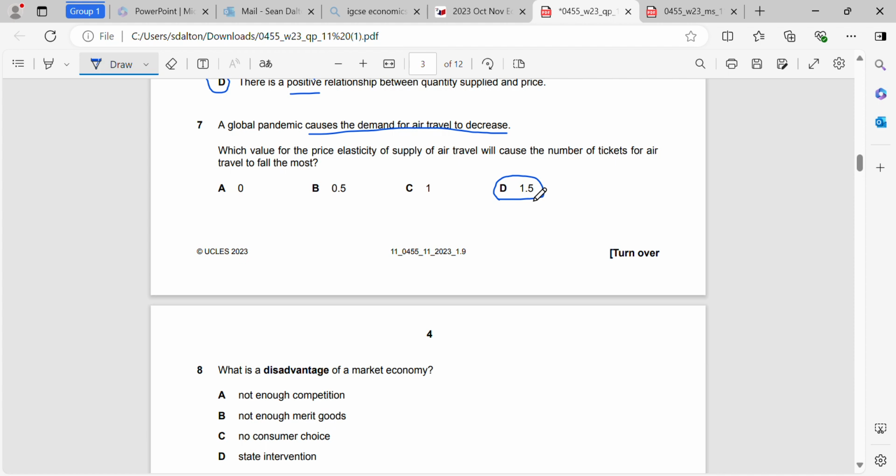Right? So, tricky enough question. If we have a PES of 0, the quantity will not change at all. If it's 0.5, it will change by half the amount that the demand has decreased by. 1 will change by the same amount, but 1.5 will change by a greater amount than the demand for air travel decreasing. So that would mean that we would have the largest fall in air travel tickets.